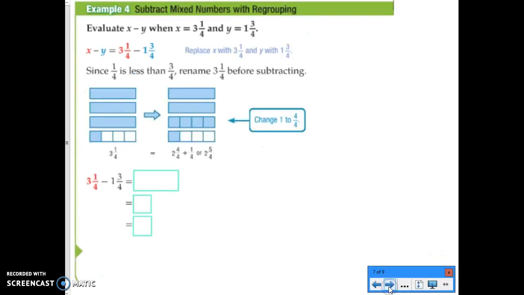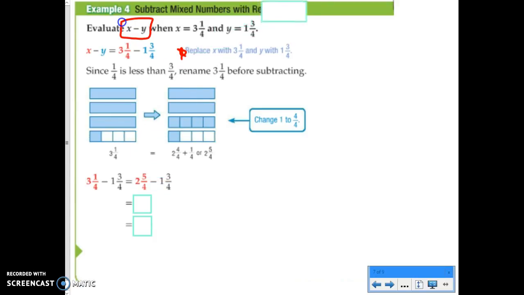It makes sense. Okay, taking a look at the next problem here, we're going to evaluate x minus y. So here's the original expression that you're evaluating, and all you're going to do is substitute in. X is going to equal 3 1/4, and y is going to equal 1 3/4. So the first thing you do is substitute, like I said. So you're going to replace x and y with those. Well, since we're taking away 3/4 from 1/4, 1/4 is less than 3/4, so we have to rename 3 1/4 before we can subtract, okay? So what we do is you take 3 1/4 minus 1 3/4, and you just have to rename.